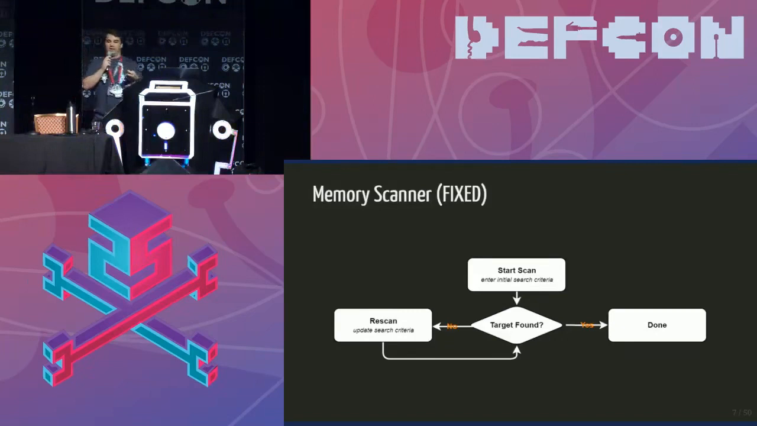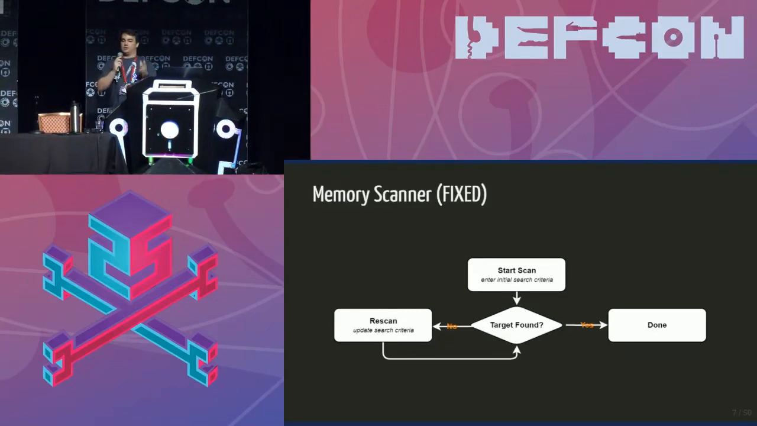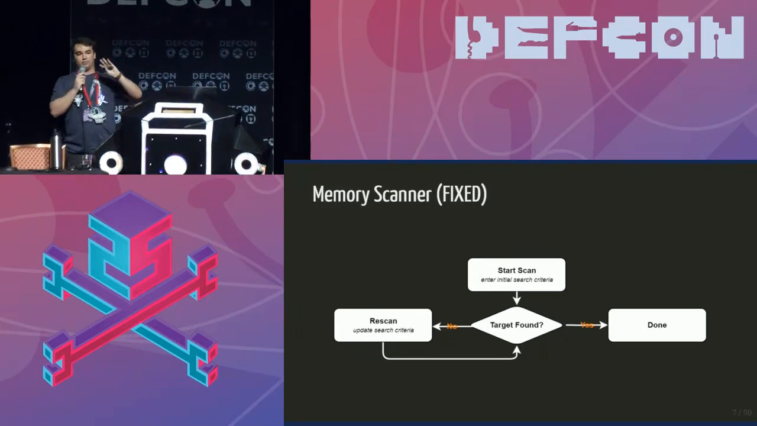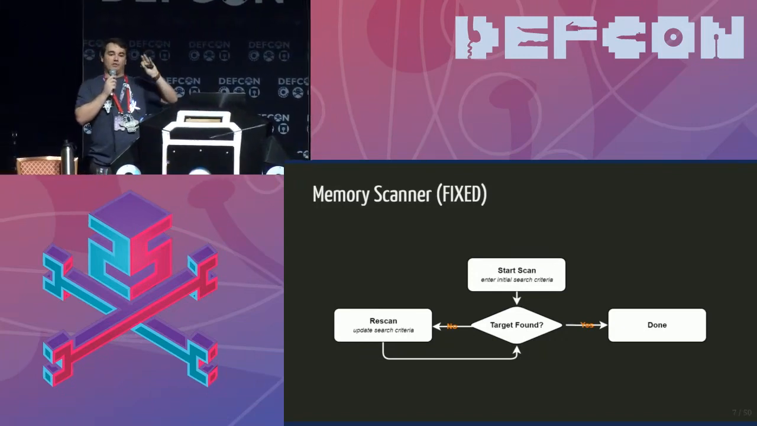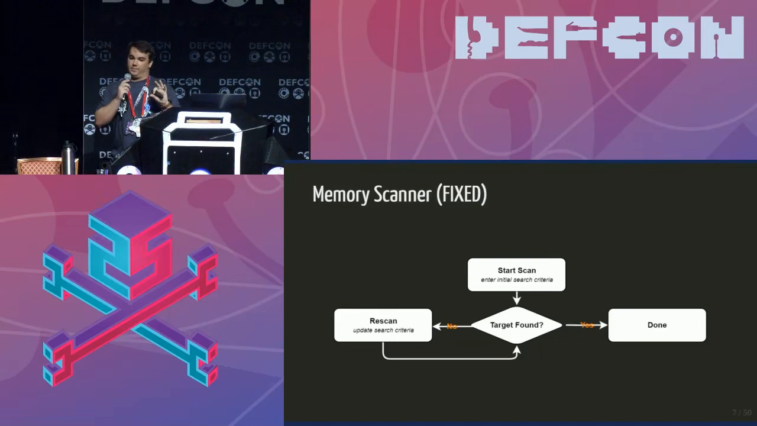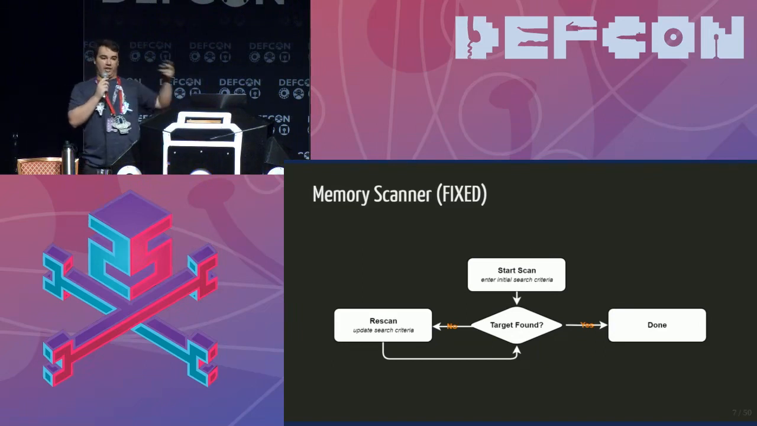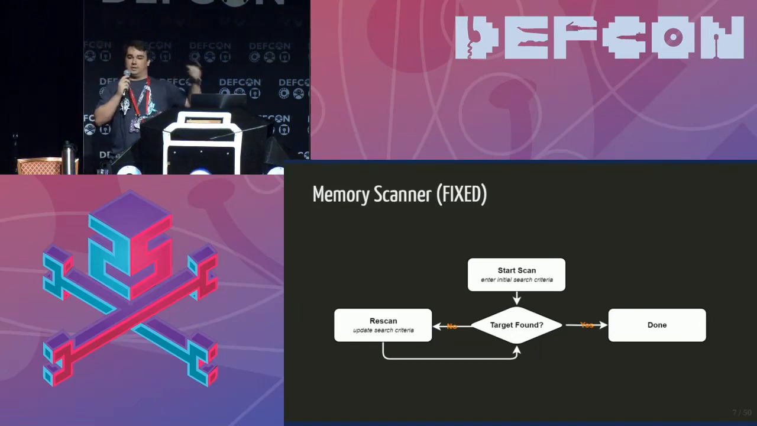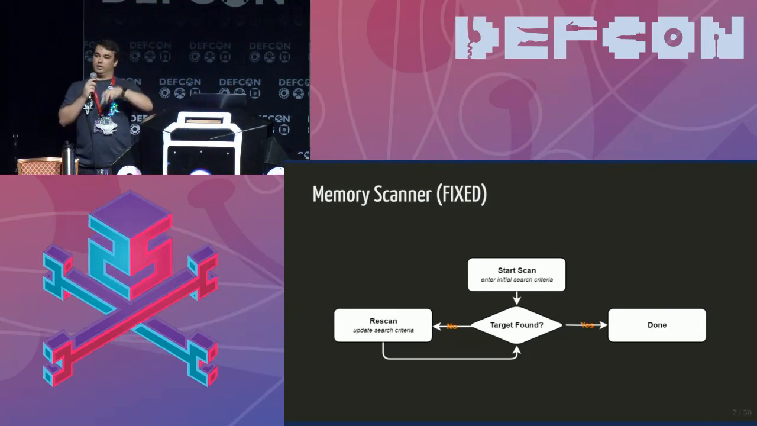Basically, what a memory scanner does is you start a scan with some initial criteria, then you run the scan, and it'll scan the memory of a remote process looking for anything that matches that criteria. If you found your target, which generally means you have 1 or 2 addresses, then you're good to go, you're done. If not, you keep updating your criteria to reflect changes in the game, and then you keep scanning until you've narrowed down the list to something you want.